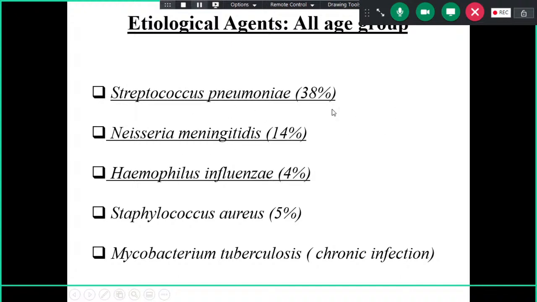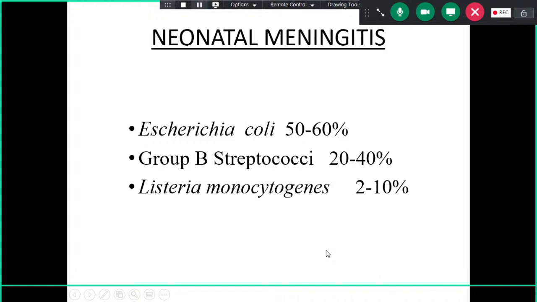Streptococcus pneumoniae is the most common, then Neisseria meningitidis, Haemophilus influenzae, and Staphylococcus aureus can cause it too. Mycobacterium tuberculosis causes chronic infection. In addition to this, there are a few other organisms like Escherichia coli, group B streptococci, and Listeria monocytogenes. These cause neonatal meningitis. Why do these cause neonatal meningitis? Because all these 3 organisms are present in the birth canal of pregnant women.